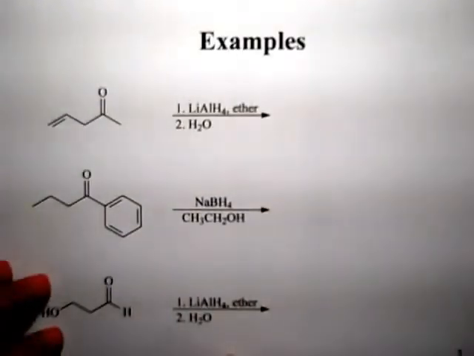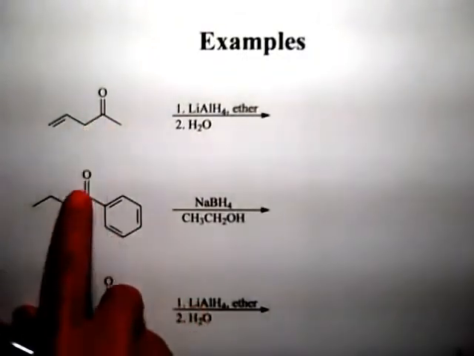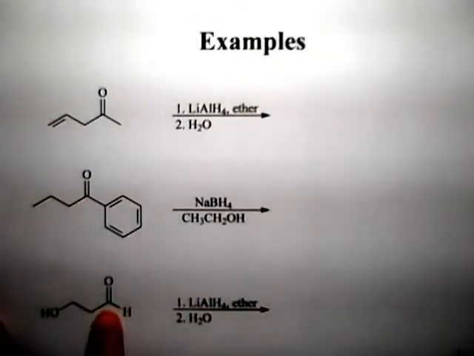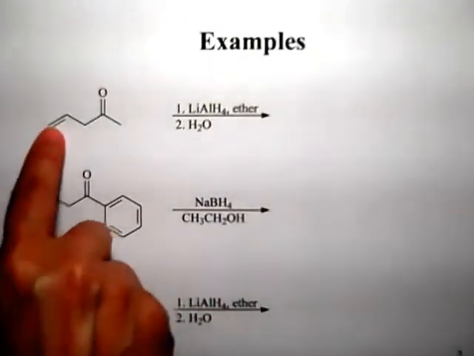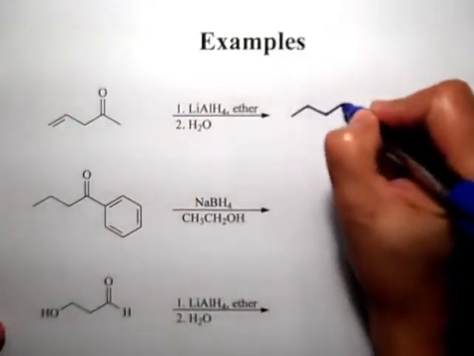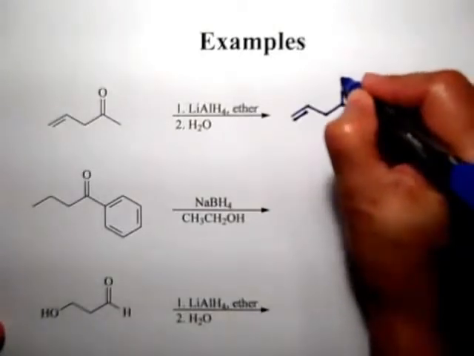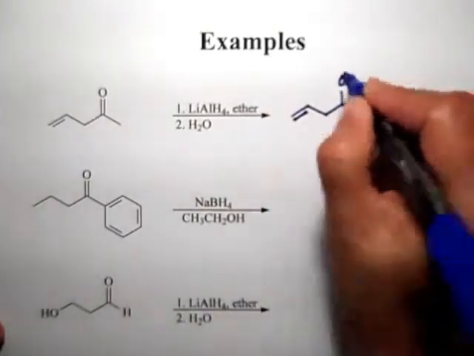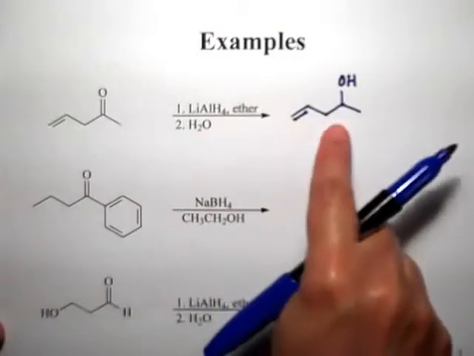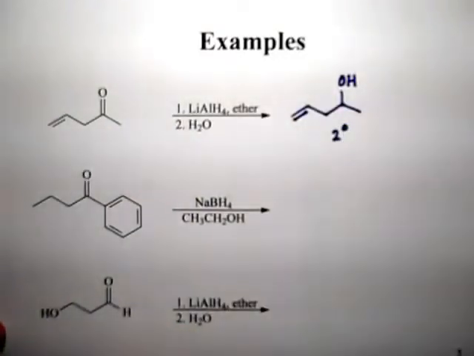I have some examples right here just to make sure that we understand that lithium aluminum hydride and sodium borohydride react with carbonyls. So I have a double bond right here on the left. I am not going to be touching the double bond, it's going to remain in place. Lithium aluminum hydride can only reduce the ketone. This is a ketone, so I reduce a ketone to a secondary alcohol.